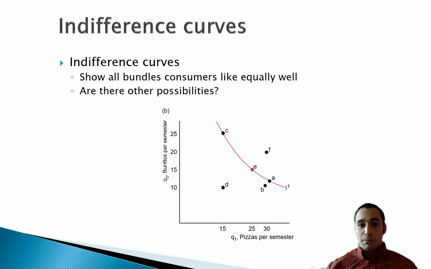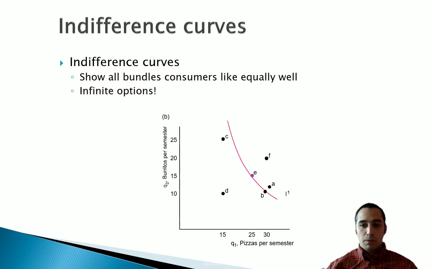However, we must ask ourselves, here is one indifference curve connecting points C and E and A, but could I have drawn this indifference curve in some other way, perhaps connecting other points? The answer is obviously yes. There are infinite ways that I could draw this indifference curve, just like there's infinite ways that you could have preferences between pizzas and burritos. Again, the indifference curve just shows all bundles that an individual consumer likes equally well, and they could have all sorts of different preferences.